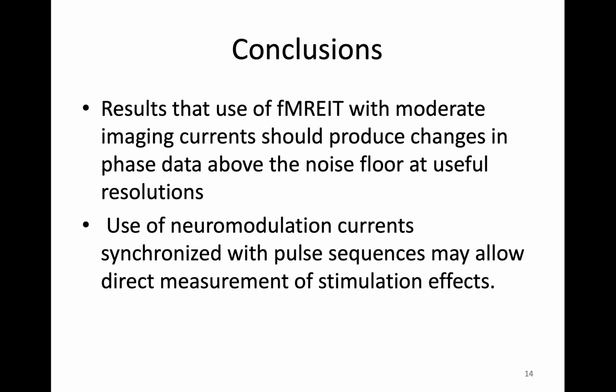Our model results indicate that it should be possible to use fMREIT and moderate imaging currents to image neural sources as long as noise levels can be made low enough. Because the size of signals depends on imaging current amplitude, we hope this method has promise as a way of imaging neural activity caused by neuromodulation currents, using these neuromodulation currents as MREIT sources.